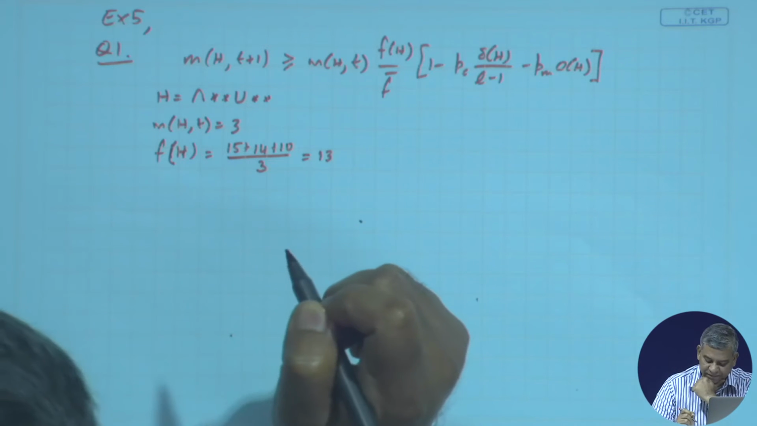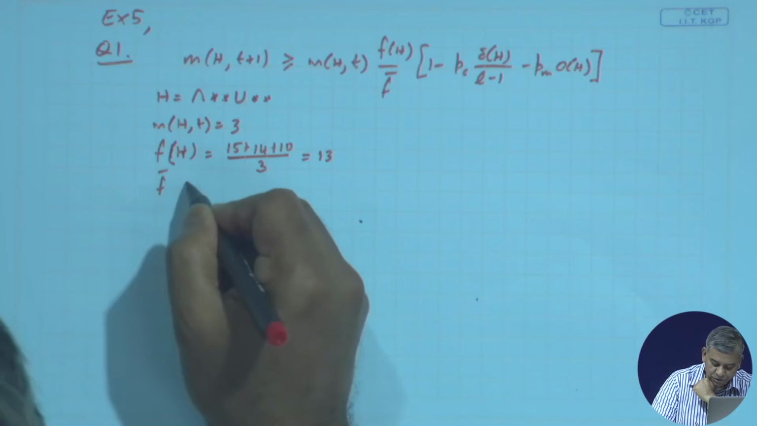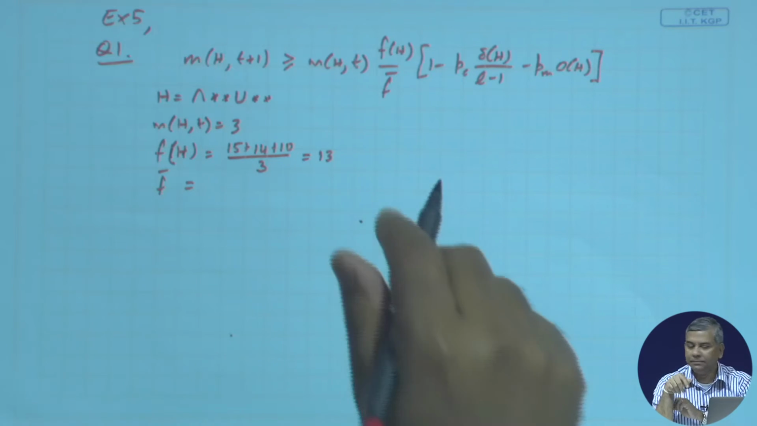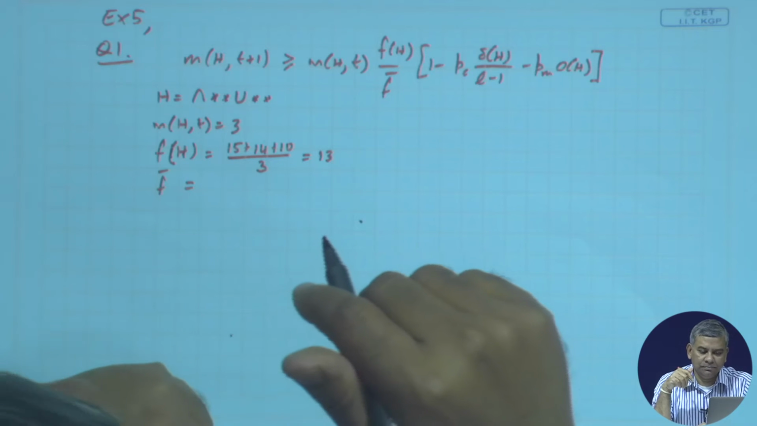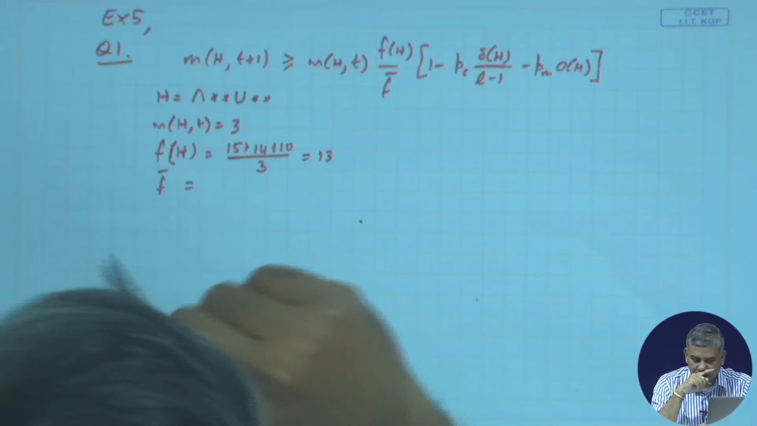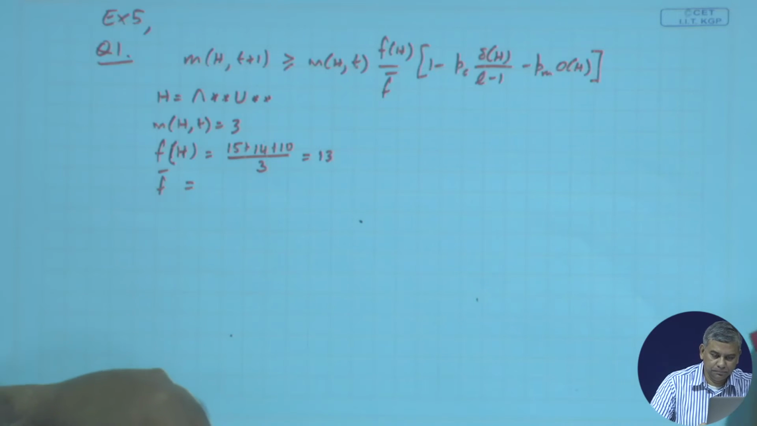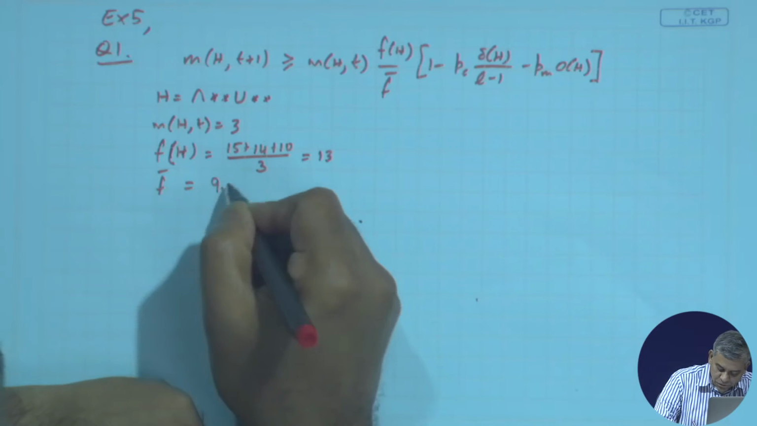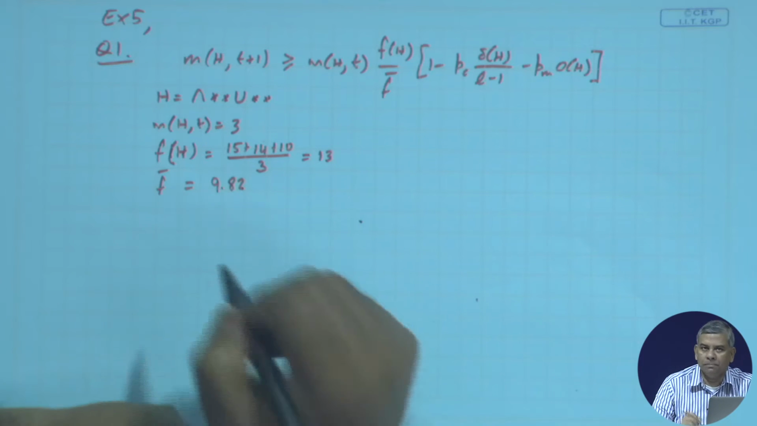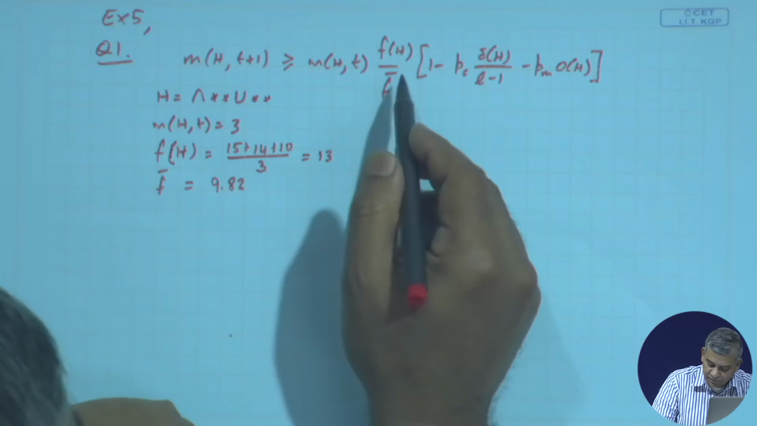Okay, that's f(H). What is f bar? How do you compute f bar? Compute the entire population average. 9.8. 9.82. Okay. Then we've done up to here.